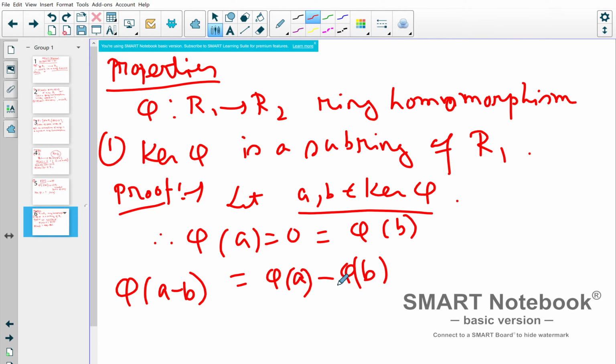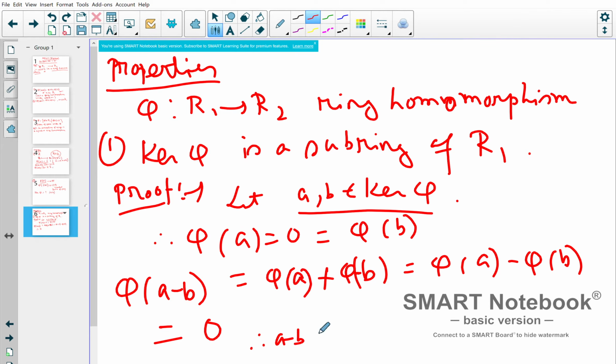Phi of minus b equals minus phi of b. You check it, this is a simple property, and this is nothing but 0, right? So what does that mean? That means a minus b is also inside the kernel of phi.